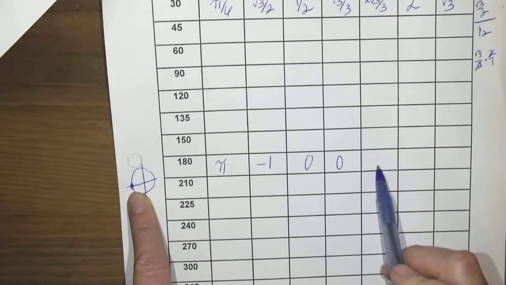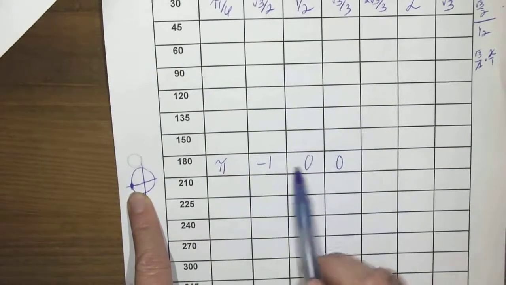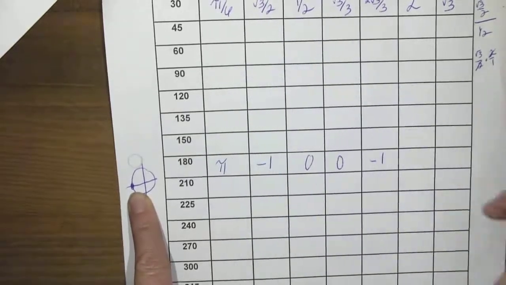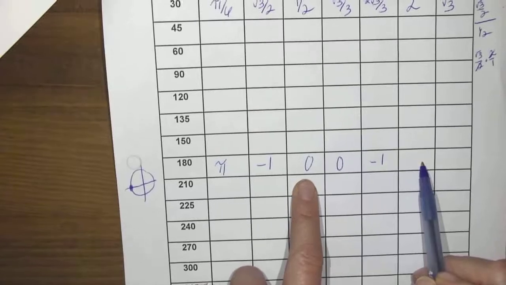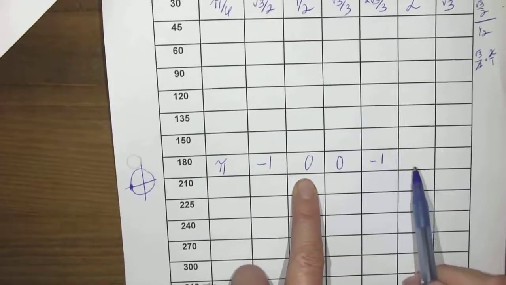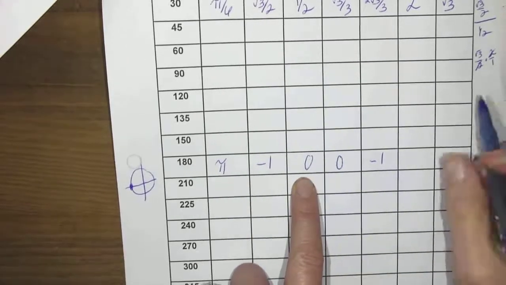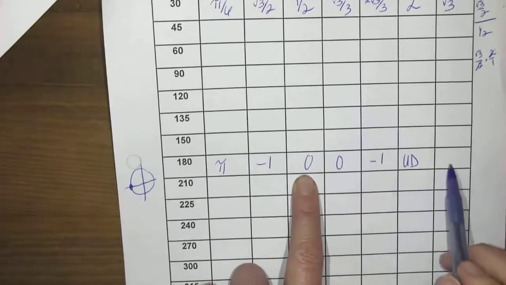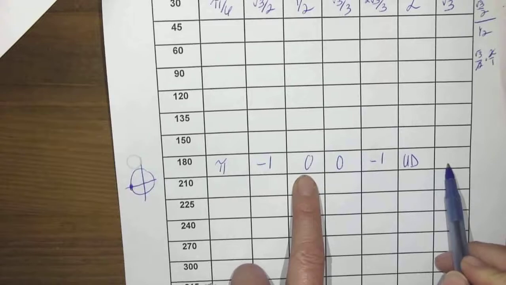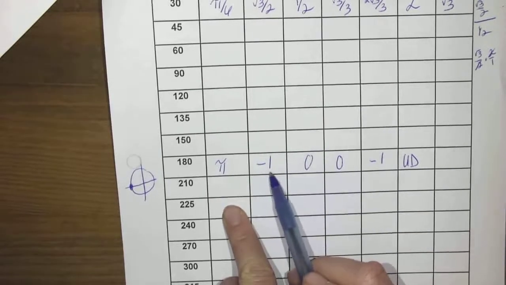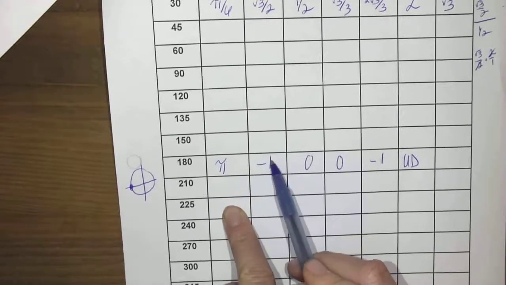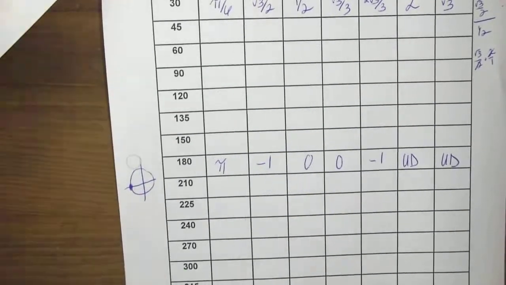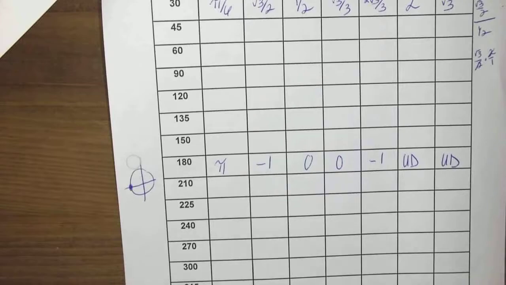Next column over is secant, which is reciprocal of the x. This was my x. Reciprocal of -1 is still -1. Cosecant is reciprocal of my y. My y here is 0, so the reciprocal of 0 is undefined or does not exist. Cotangent is x divided by y. This was my x. This was my y. -1 divided by 0 is undefined as well. So there are 2 rows of your table.